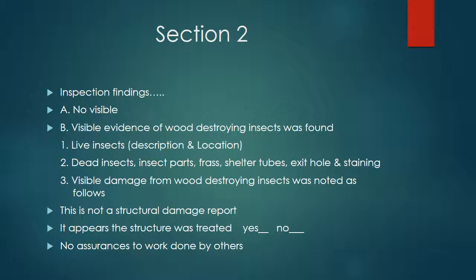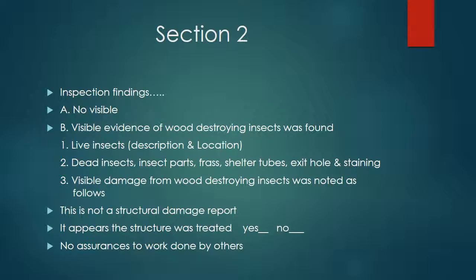It's for your protection and the buyer's protection in the real estate deal. So we're looking a little bit further. We get into "visible damage from wood destroying insects was noted as follows." Here's another important one. Visible damage was noted, but what does visible damage mean? I don't know. It depends, but obviously we've all seen termite damage.